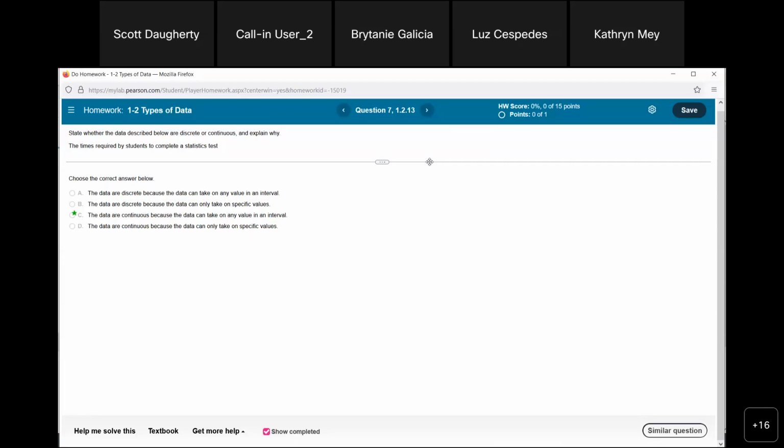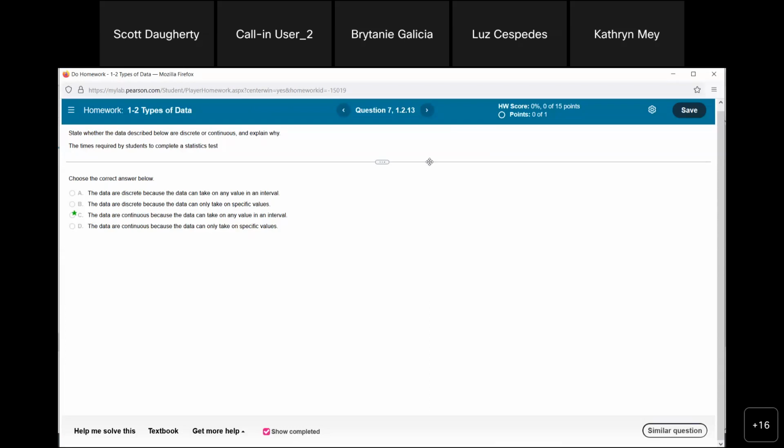Now, maybe I'm writing the numbers down and I'm rounding them off to seconds, or maybe I'm rounding it off to the number of minutes. But time itself evolves in a continuous fashion. It doesn't jump by seconds or minutes or hours. It doesn't jump at all. It evolves continuously. So this would be an example of continuous data.